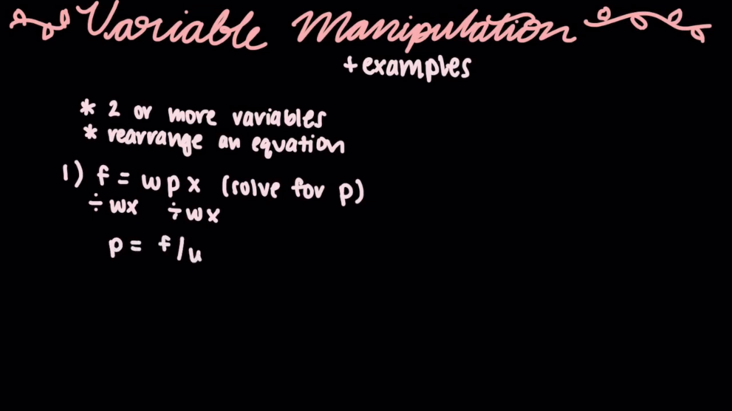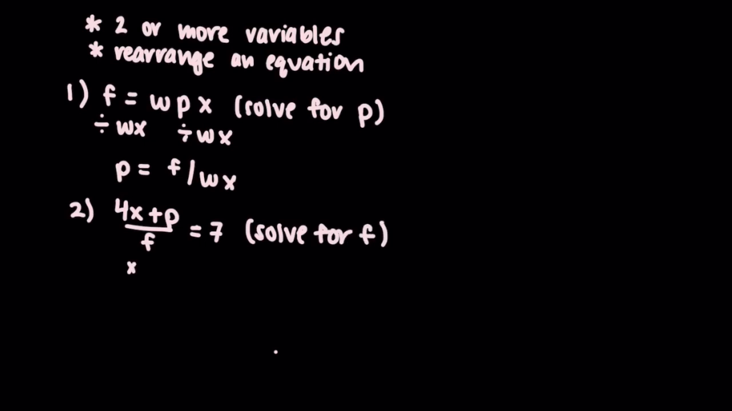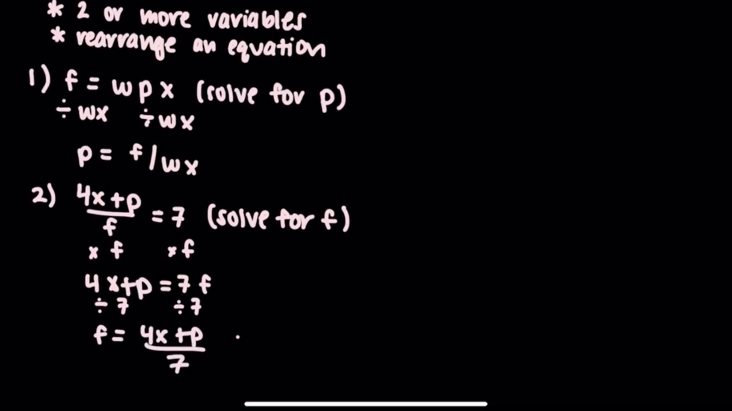p equals f divided by wx. In our second example, if we are given that the quantity of 4x plus p is divided by f and is equal to 7, and we are asked to solve for f, then we can multiply both sides by f to get 4x plus p equals 7f. If we divide both sides by 7, then we can say that f equals the quantity of 4x plus p divided by 7.